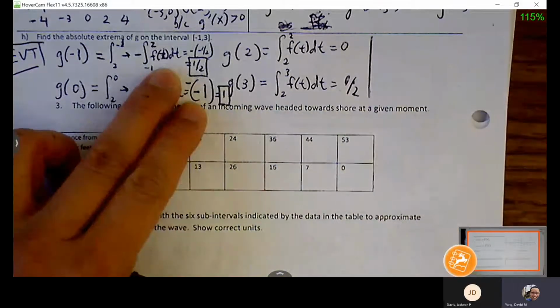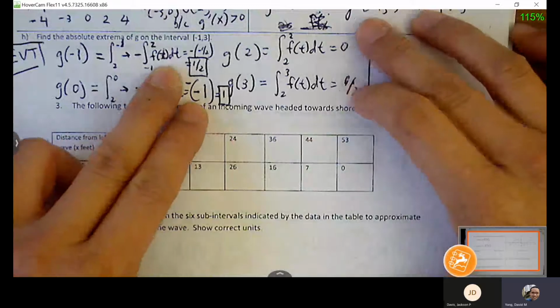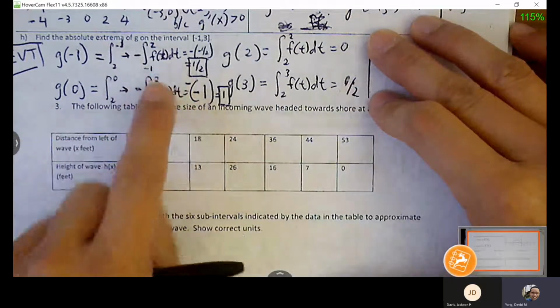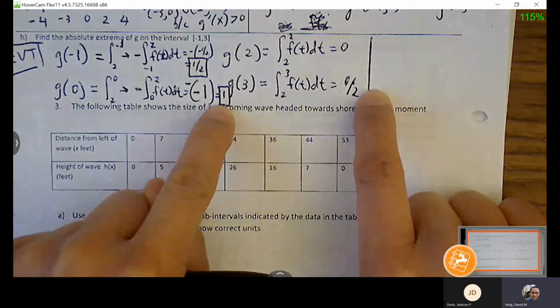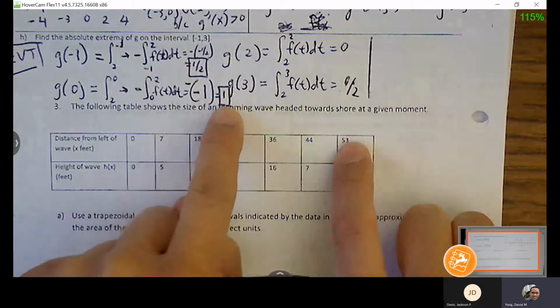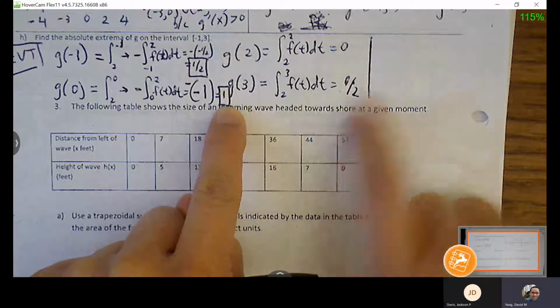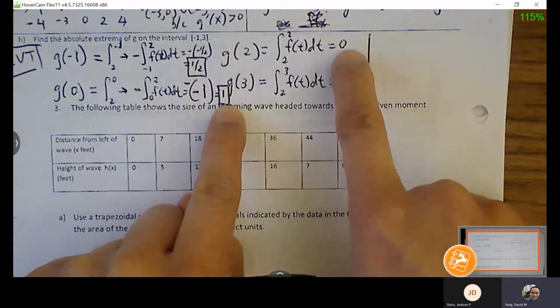Okay, so we have 4 candidates here. These are the only 4 values that we're looking at to determine absolute max or absolute min. Between 1/2, 1, 0, and 1/2, we see our absolute max is 1, right? That's the highest y value, and the absolute minimum is 0.